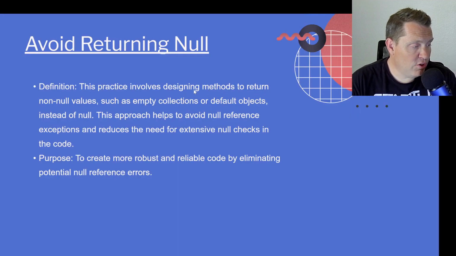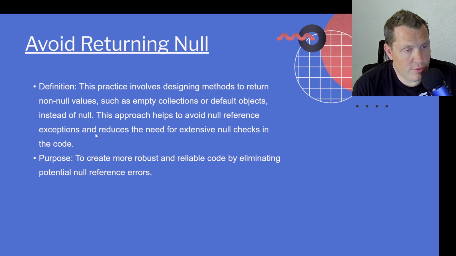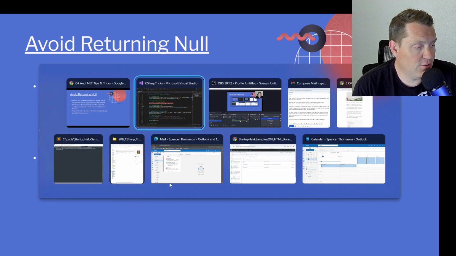So avoid returning null. This practice involves designing methods to return non-null values such as empty collections or default objects instead of null. This approach helps to avoid null reference exceptions and reduces the need for extensive null checks in the code. And we all know that our favorite thing is getting those null reference exceptions. Those can be so terrible to hunt down. So the reason we do this is to create more robust and reliable code by limiting potential null reference errors.